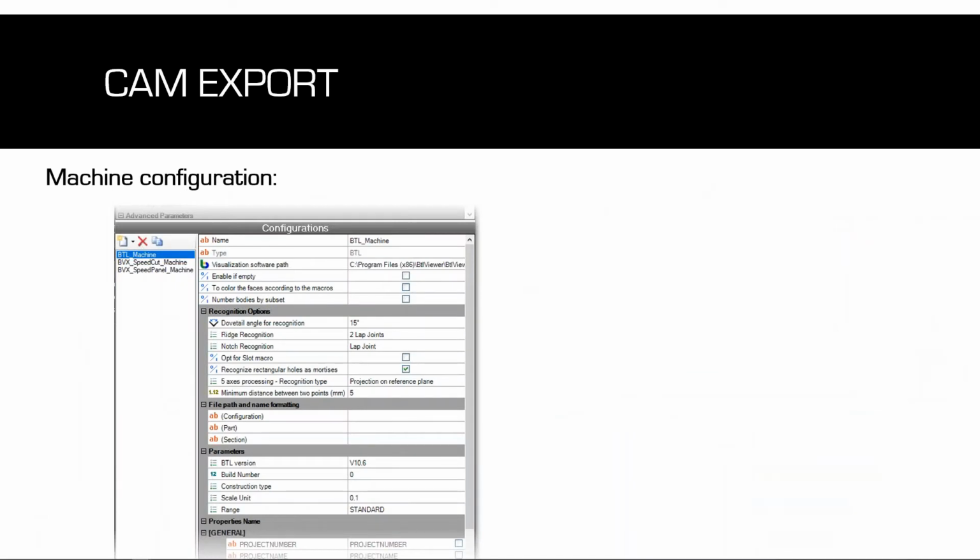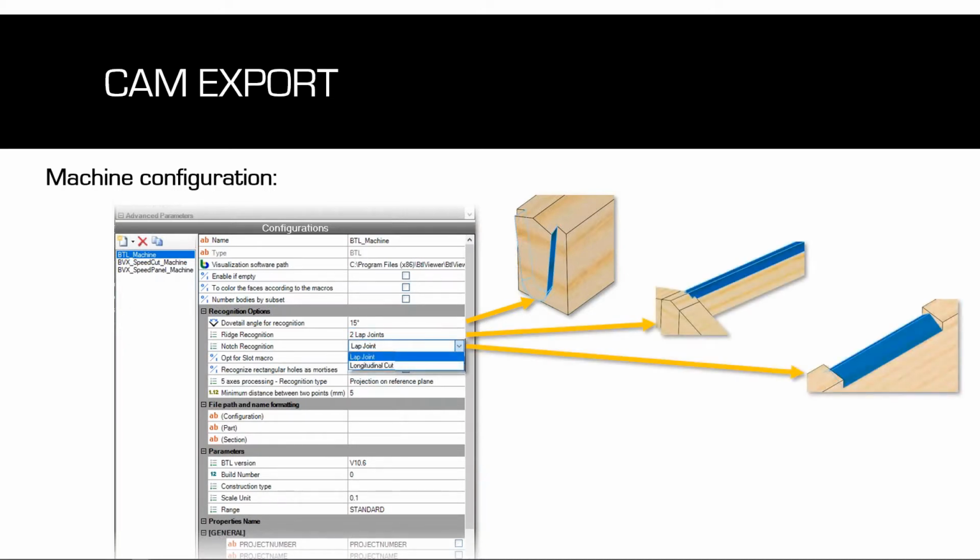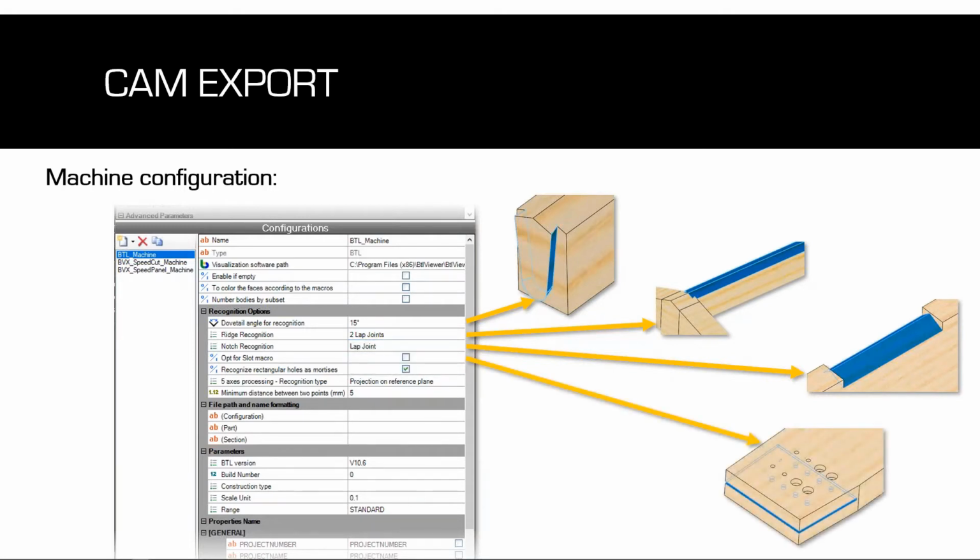So then you will have to configure your machine. You will have the possibility to configure how you would like to detect those shapes. So for instance, here, first you will have to define the kind of language you want to use. As I've said, you have BTL and BVX mainly. Then here, for instance, for the dovetail recognition, you will have some parameters. The same here for the lap joints, if you want to detect them as lap joints or as saw cuts. Then here, the same with slots, you will have some configuration that you can use to detect them or not based on your needs.